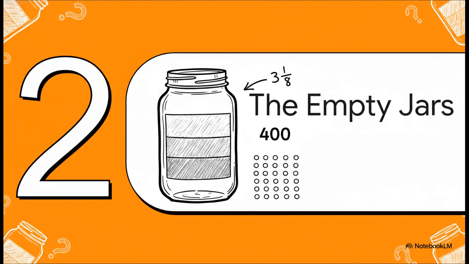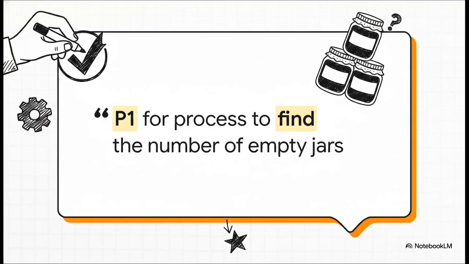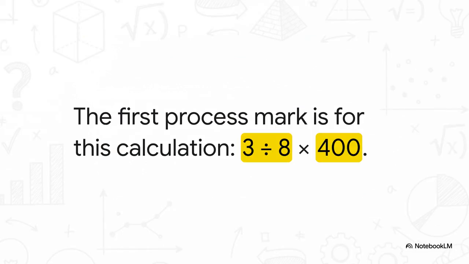Right. First things first. Before we can find the small empty jars, we obviously need to know how many empty jars there are in total. The question tells us that 3/8 of those 400 jars are empty. And check this out. This is straight from the mark scheme. This is what the examiner is looking for first. That P1 stands for a process mark. Just for showing the right method to find the number of empty jars, you get your first point. Easy as that.